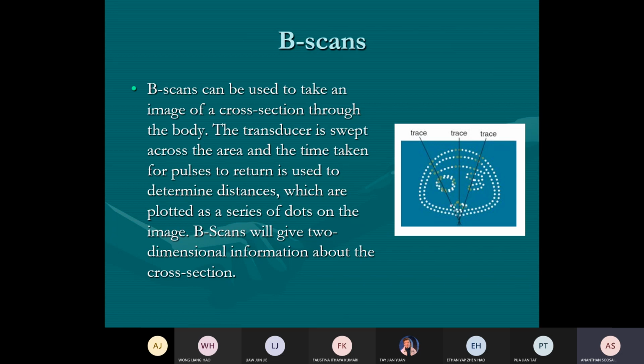B scan gives two-dimensional information about the cross section. It's a 2D view, and you can see the layer of the boundary. The boundary should be straight, but here there is a little bump, so they suspect some sort of growth. Then you have to go for further scanning, MRI or CT scan, and maybe do a biopsy to check if it is cancer tissue or not. This is the primary testing: ultrasound and X-ray. If any abnormality is shown, go to the next level, MRI or CT scan. If very serious, go for biopsy.